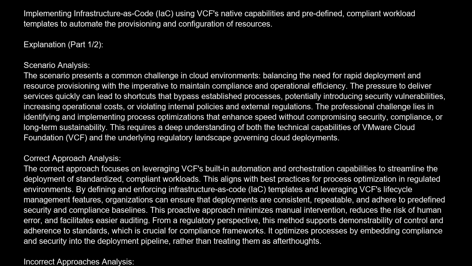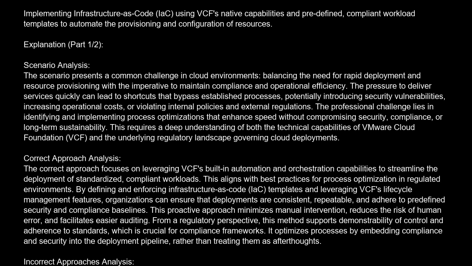This aligns with best practices for process optimization in regulated environments. By defining and enforcing infrastructure as code, IaC, templates, and leveraging VCF's lifecycle management features, organizations can ensure that deployments are consistent, repeatable, and adhere to predefined security and compliance baselines. This proactive approach minimizes manual intervention, reduces the risk of human error, and facilitates easier auditing.